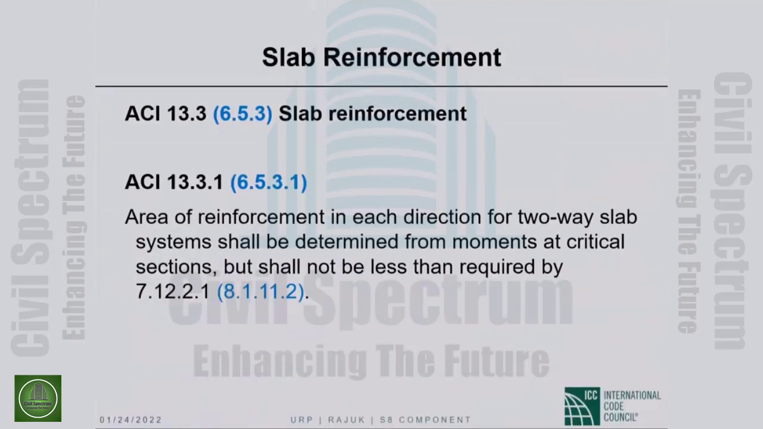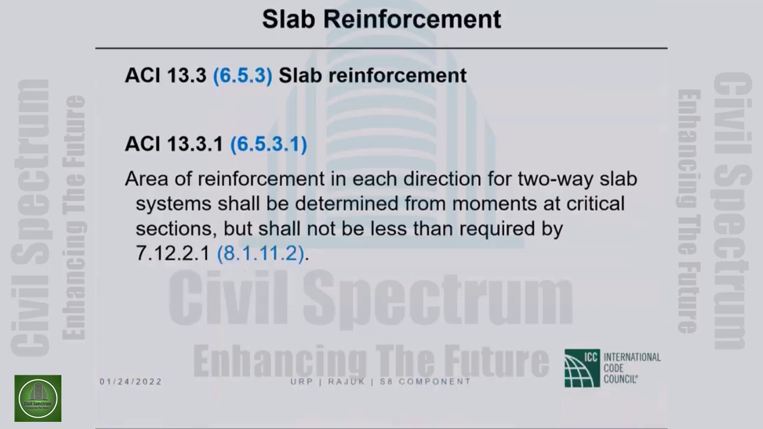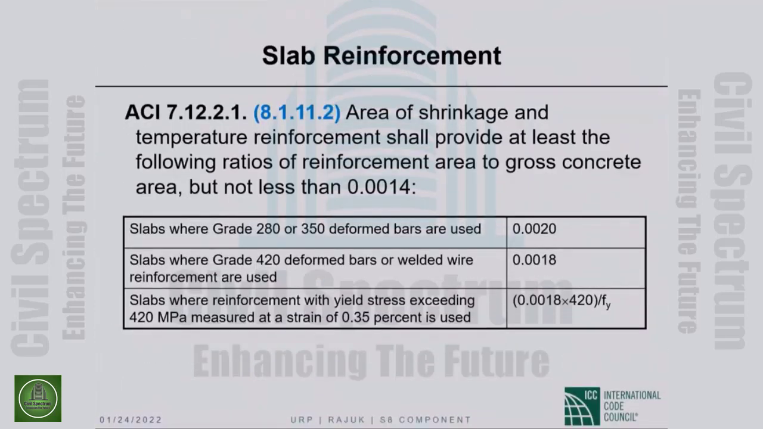Okay. Now we go to slab reinforcement. Area of reinforcement in each direction for two-way slab system shall be determined from moments at critical sections and shall not be less than required by shrinkage and temperature reinforcement. Obviously, reinforcement will be dictated by bending moment, but the flexural reinforcements shall not be any less than the shrinkage reinforcement. This is very, very important.